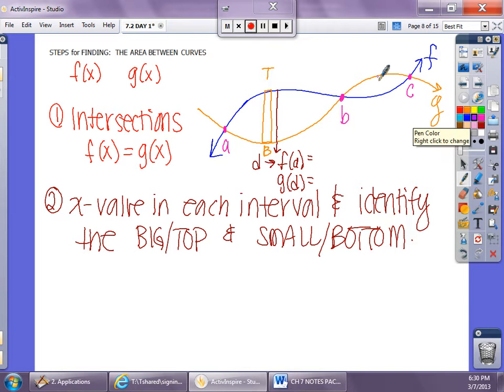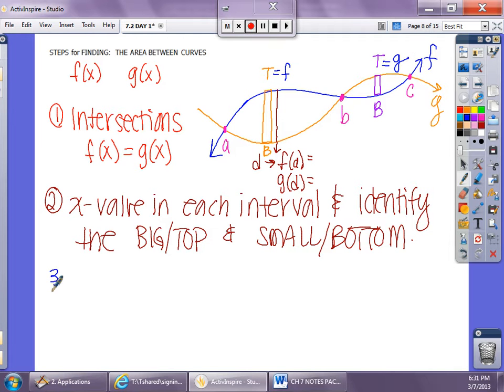Well, look at what happens though. Notice which function's on top. It's the blue function, which is f. But notice which function's on top now. It is the g function. And the intersections are the only times that the functions can switch top and bottom. There's no way for a function to switch its location in terms of above and below, or bigger and smaller, unless the functions intersect. And that's why step 2 is so important.